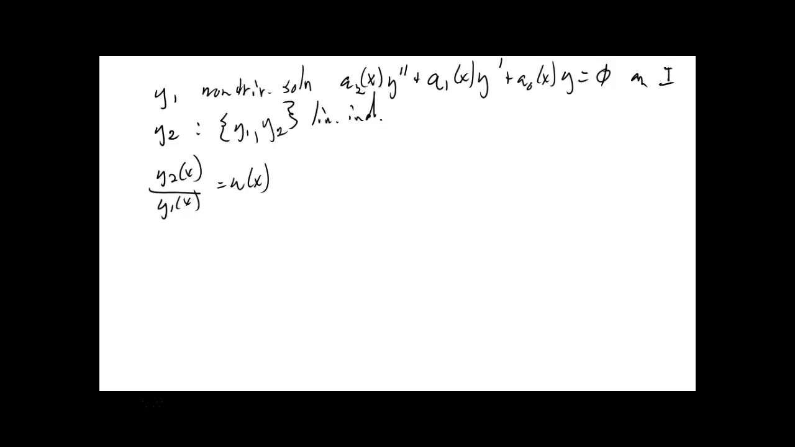Now if that's the case, that means that y2 of x is equal to y1 of x times u of x, where u is not a constant. The function u of x can be found by substituting this into the given differential equation. That method is called reduction of order because we must solve a linear first order differential equation to find u. Okay, so here's example 1.